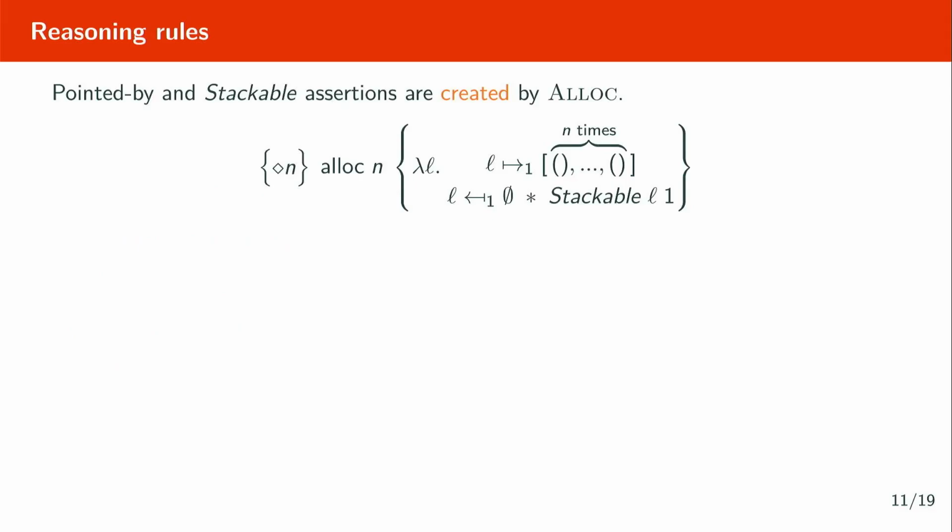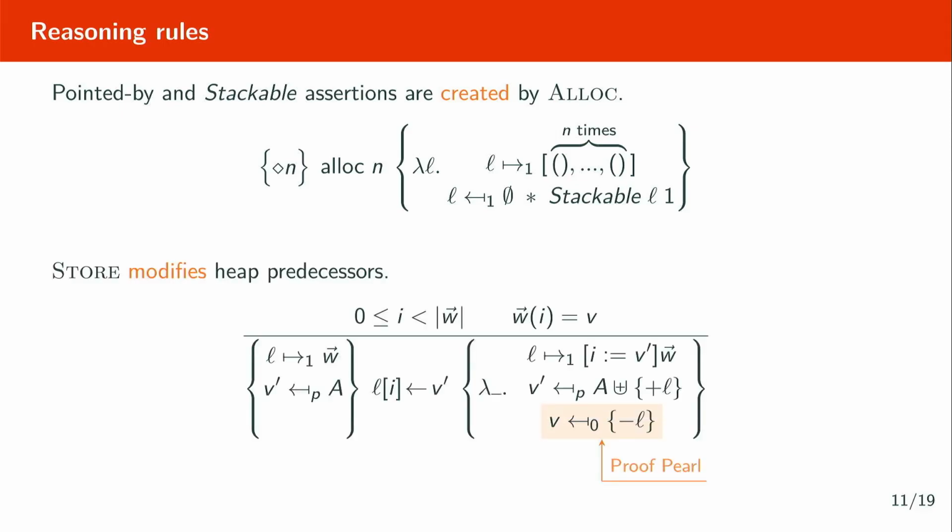So, pointed-by and stackable assertions are created upon allocation. Allocating a block of size n consumes n space credits and produces a fresh location L, pointing to a valid block with n unit values. L is fresh, so L is not pointed by anyone in the heap. And L is fresh, so L cannot occur in the evaluation context, so we generate a stackable assertion.